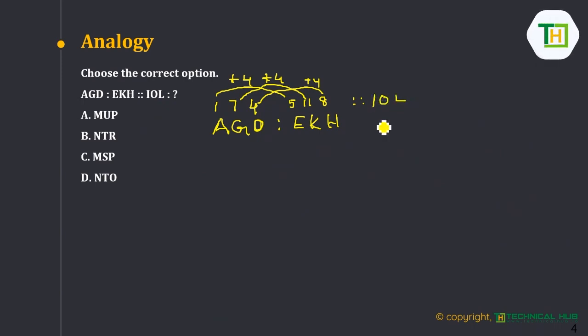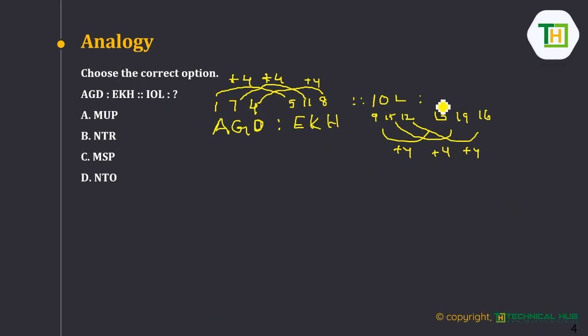So with respect to numbers, the letters are 9, 15, 12. Adding 4: 9 plus 4 means 13. And 15 plus 4 means 19. And next one, 12 plus 4 means 16.